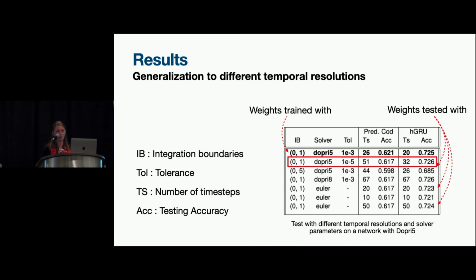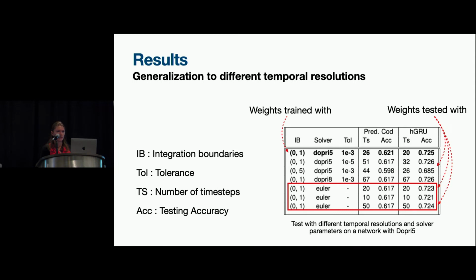Now, if we just reduce the tolerance, so we are trying to be more precise, the number of time steps increases because the step size decreases, and we are doing as well for predictive coding and maybe actually a bit better with HGRU. Now, similarly to a model trained with LR, the integration boundary affects the performance a bit more, but we are still better. I mean, the drop is not as big. Then, similarly to the tolerance, if we change the solver to one of higher order, the number of time steps increases because we are more precise, and the performance is better with HGRU and as good with predictive coding.